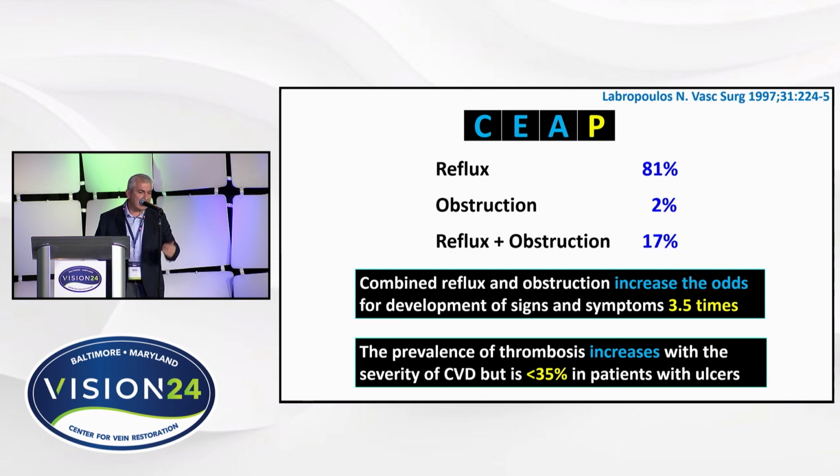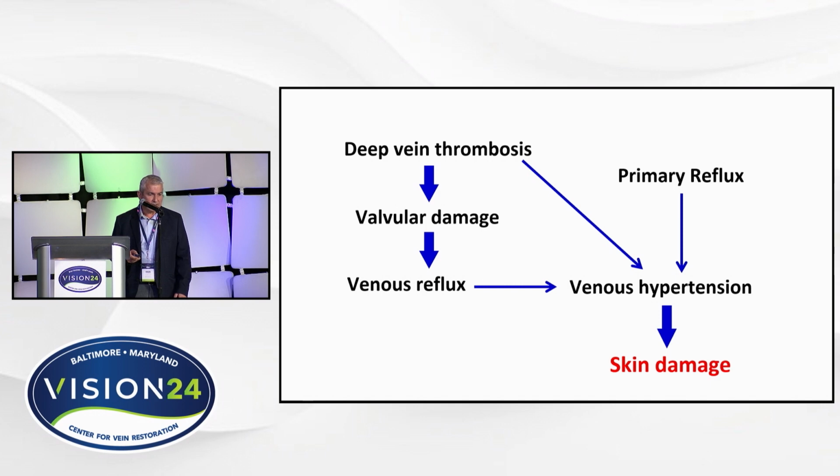Obviously, by my studies and also Dr. Meissner's studies, combined reflux and obstruction increases the odds for development of signs and symptoms, and particularly ulceration. This is the mechanism. I won't go into it, but skin damage would occur if there is venous hypertension, particularly in the microcirculation.